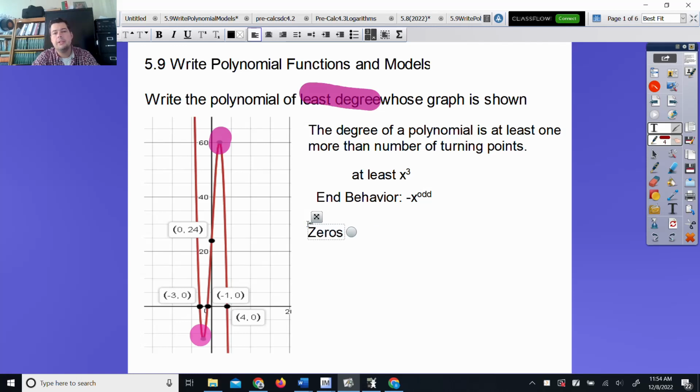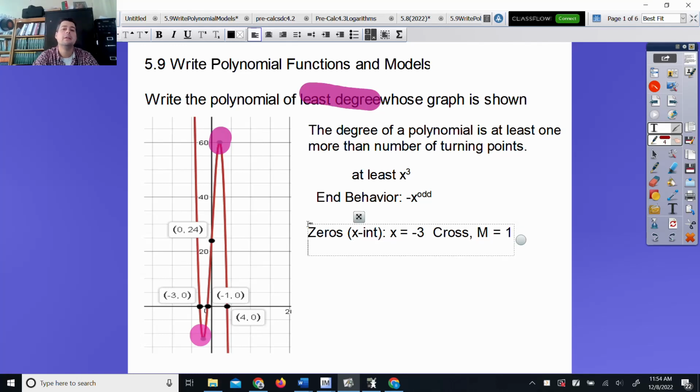Zeros are also known as what? X-intercepts. I see 3 of them. Makes sense, it's x cubed, fundamental theorem of algebra, all that good stuff. What's one of your zeros? X is -3. While I'm on this thing, I'm going to go ahead and talk some more about here. Does that cross or touch the x-axis? Is it crossing? Because it's a crossing, what's its multiplicity? 1. At least 1.